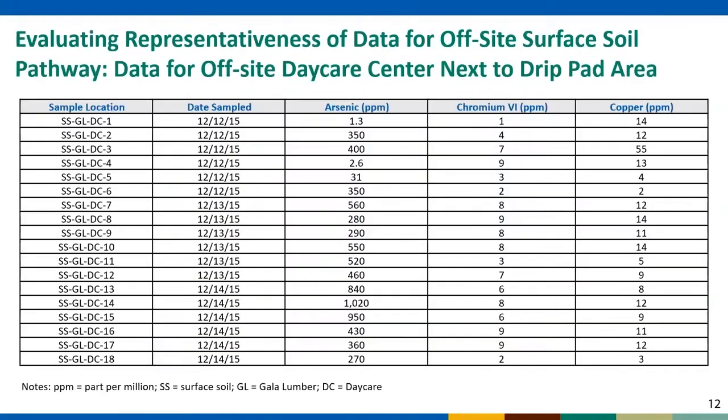This slide shows a table with the surface soil sampling data collected at the off-site daycare center, which is next to the former on-site drip pad area. Remember, the 2 areas are separated by a fence. The table shows the sample location, date, and concentrations of arsenic, hexavalent chromium, and copper in parts per million. Before we go any further, let's ask ourselves, are these off-site soil sampling data representative of exposures at the daycare?